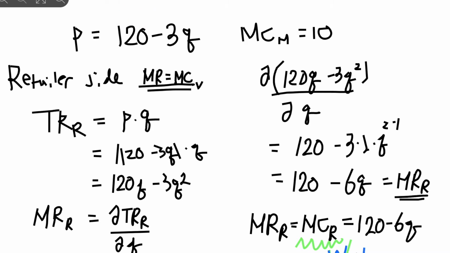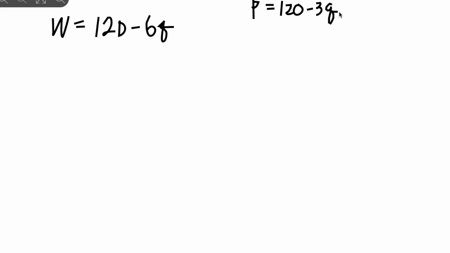W equals 120 minus 6Q. Okay, so moving on, then what do we got? We have W equals 120 minus 6Q, right? And we already have P equals 120 minus 3Q, and MC of the manufacturer equals 10, right? And that is what? W equals the MC of the retailer.